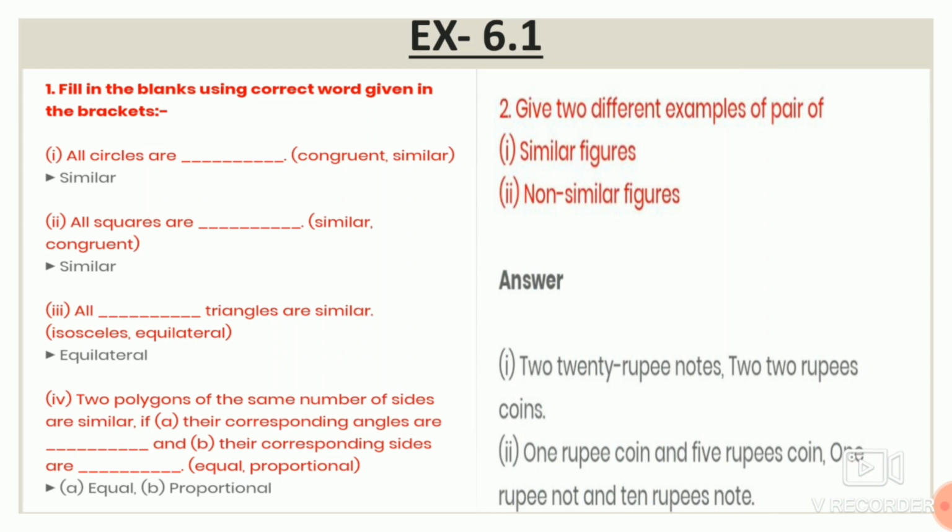Number 2, give two different examples of pair of similar figures. So obviously any object having the same shape, like coins, same coins, 2 rupee coins, 3 rupee coins, any notes, any 20 rupee notes, anything will be fine. Number 2, two examples of non-similar figures. Non-similar figures would be something which is having different shapes. So we can take a coin and a note also.